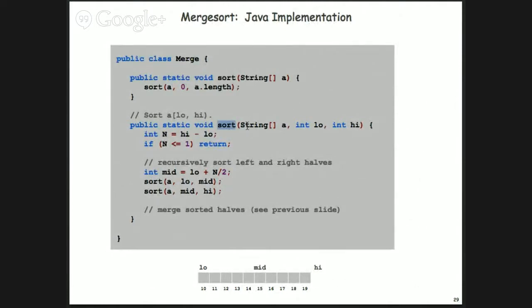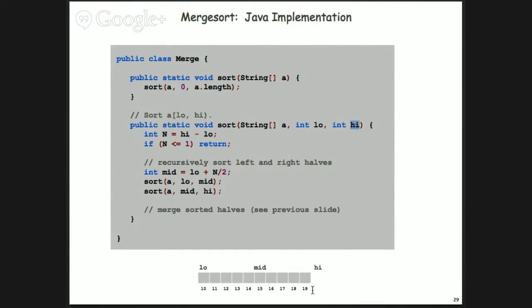I have to sort some array called A, and in this case it's an array of strings, but it could be anything really. And I have to sort the part of the array from position low up to, but just before position high. So high is 1 more than the last element I want to sort. It's not the number of elements I want to sort, necessarily. And you'll see that in a second. Low is here, so this could be 10, and high is here, so it could be 20.